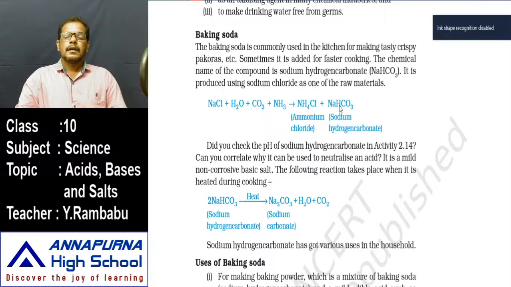Hi students, I hope that you understood about the preparation of these two salts. What are the two salts? Sodium chloride and bleaching powder, calcium oxychloride. Okay, thank you. And in the next class we will learn about other salts which are produced from sodium chloride, that means common salt. Thank you.